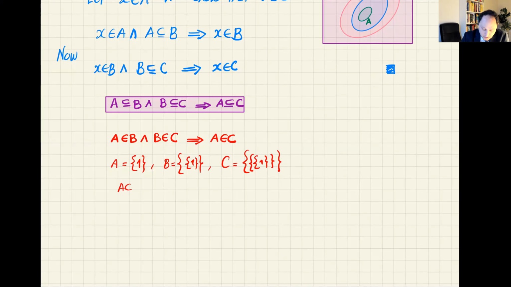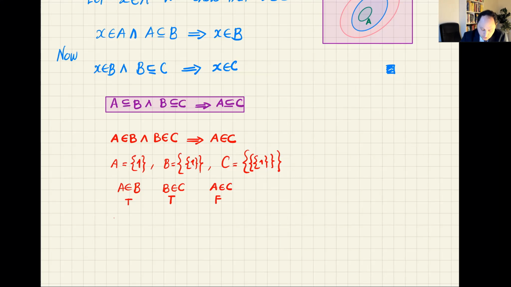A belongs to B, true or false for this one? True. It is true. What do you think about B belongs to C, true or false? Also true. But what do you think about A belongs to C? False. This is false.